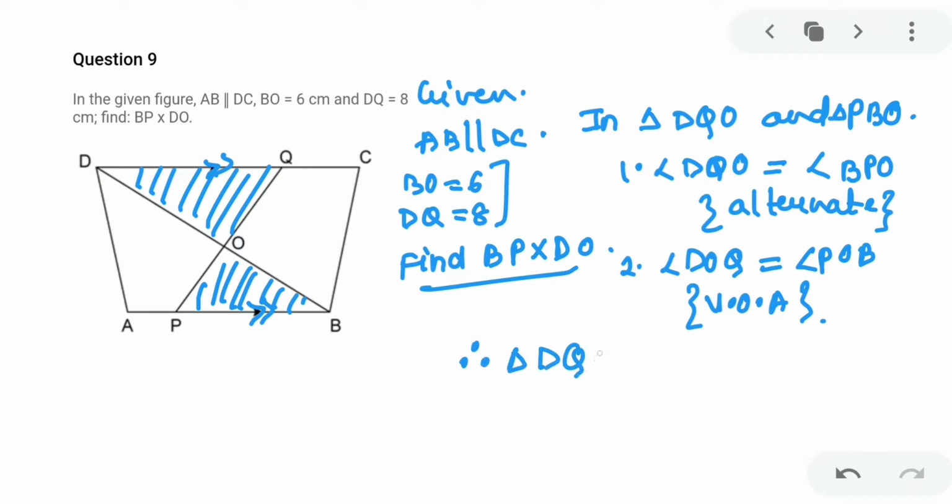So you can write triangle DQO is similar to triangle PBO. Correct? If I have named the triangles properly, I will check. D is equal to B, so I have written it wrong. I have to write B first, because D is equal to B and then Q is equal to P. So in place of Q, I will write P here and then O. This is the correct way. So these two triangles are similar by AA postulate.